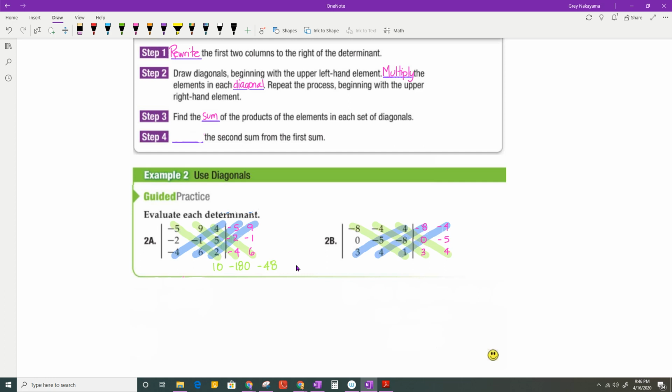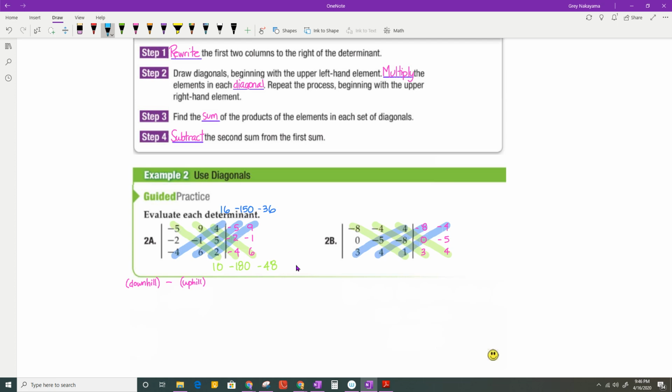My uphill products are -4, -1, and 4, which is 16. 6, 5, -5, which is -150. 2, -2, and 9, which is -36. So I am doing downhill minus uphill. And so you're going to find the sum of each of those, and then I'm going to subtract the second sum from the first sum.